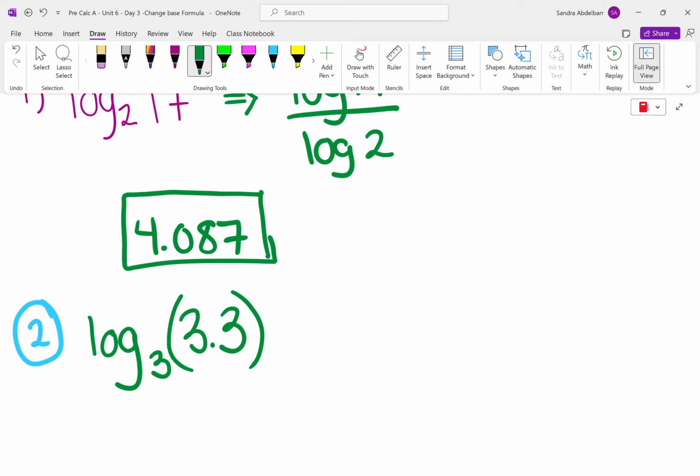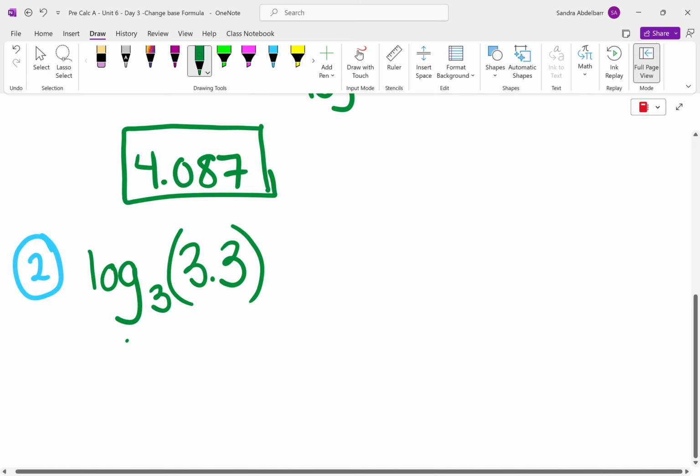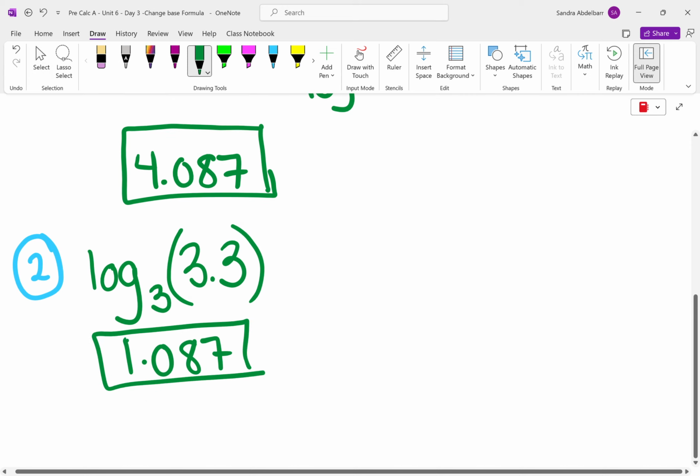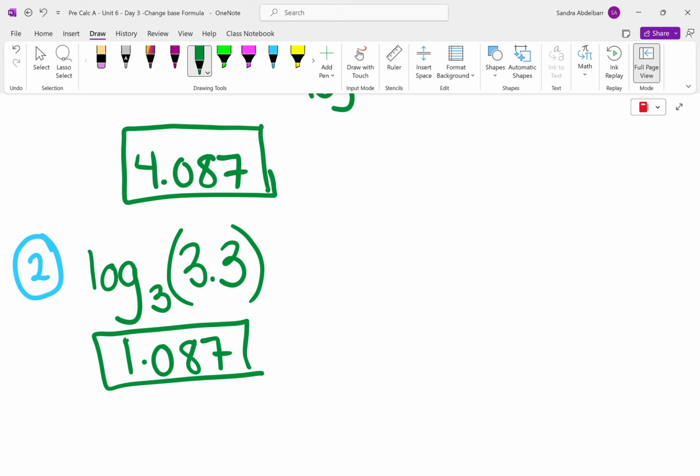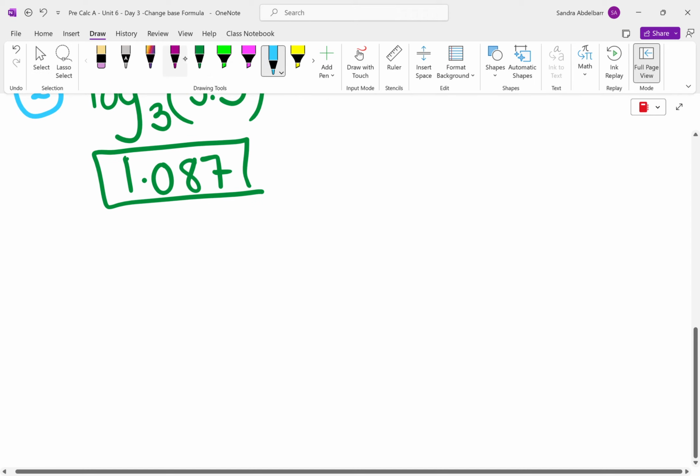All right, guys, what'd you get? 1.087. Does anybody need to see the setup here? Good. Okay, 2 problems down, 2 more to go. We ready? I'm ready. Okay, third one.